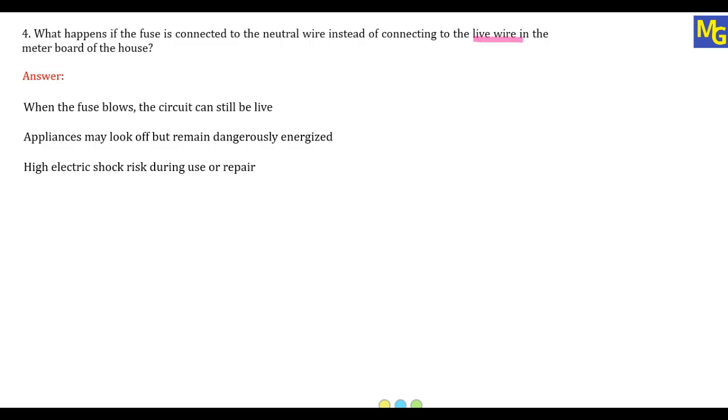We know that there will be three wires in the electric circuit of houses: live wire, neutral wire and earthing. And always this fuse will be connected to the live wire. But in this question they are asking, instead of the live wire, if we connect the fuse to the neutral wire, then what will happen? So we will see the answer of this.